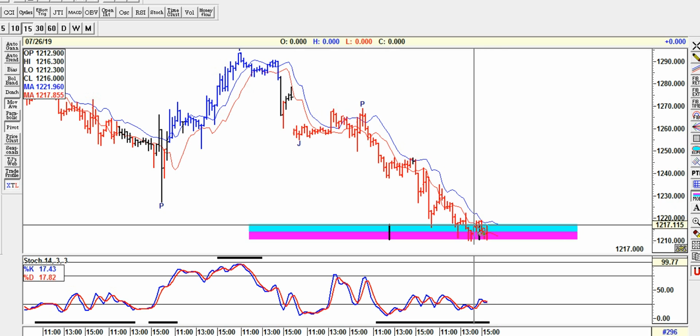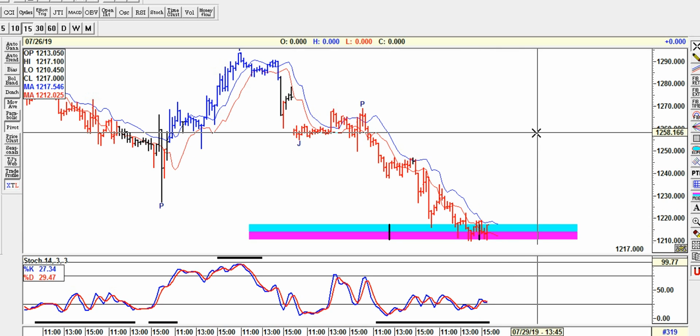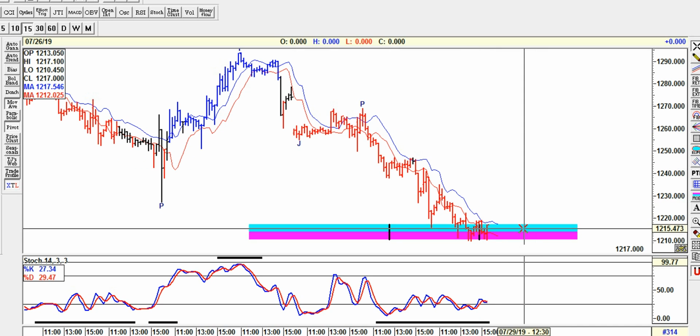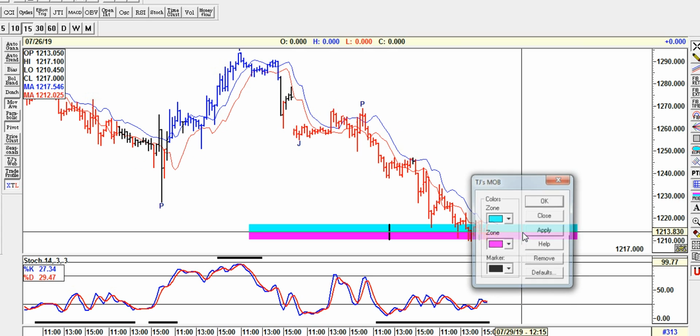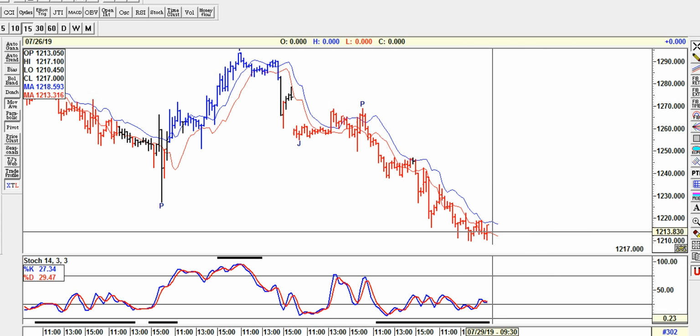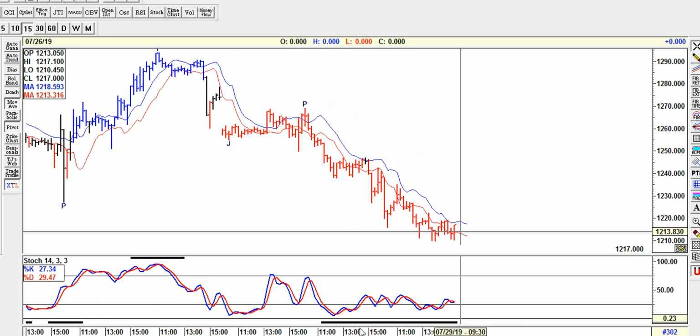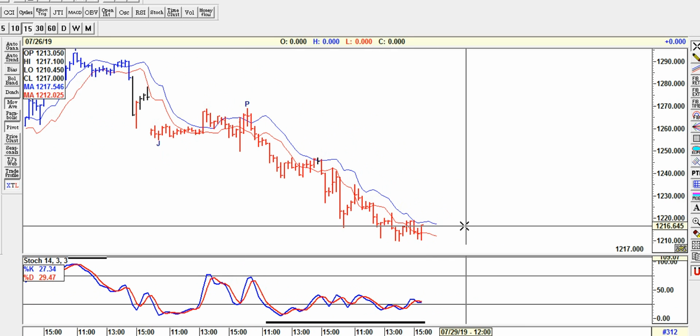One last thing that has come to my notice and I would like to share it with you is that Reliance Industries has formed a bullish engulfing pattern in the 15 minutes time frame.